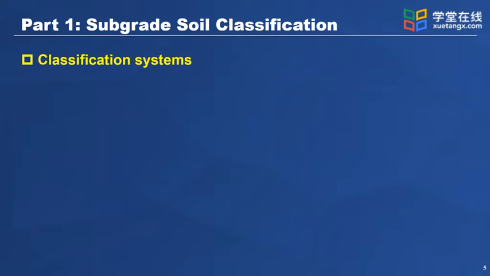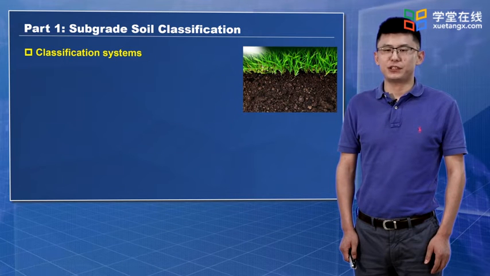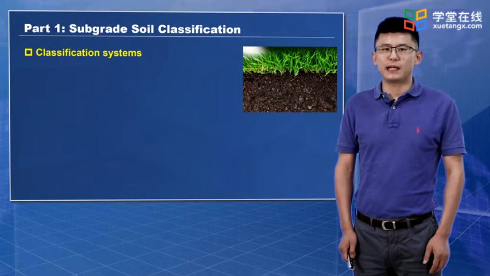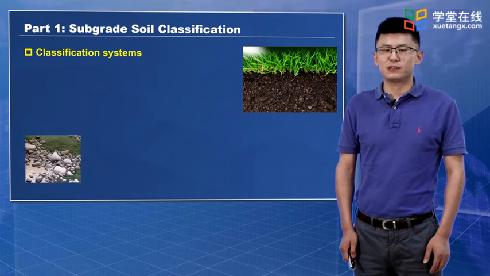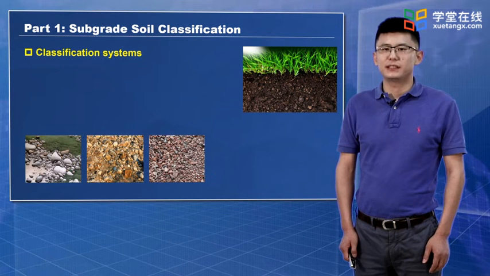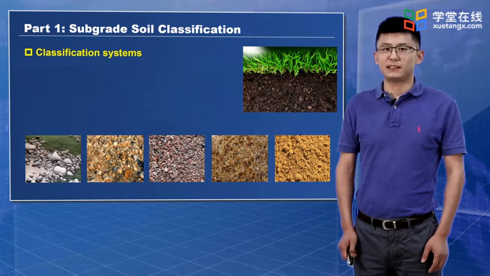In our daily life, when we talk about soils, I think probably in our mind we may have this picture. That is the soils for the plants and for the agriculture. However, in civil engineering, when we talk about soils, we may talk about a lot more. For example, we may have gravels like this. We may also have chips like this. We may have coarse sand like this. We may also have fine sand.